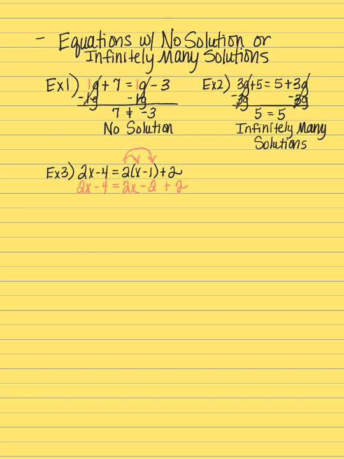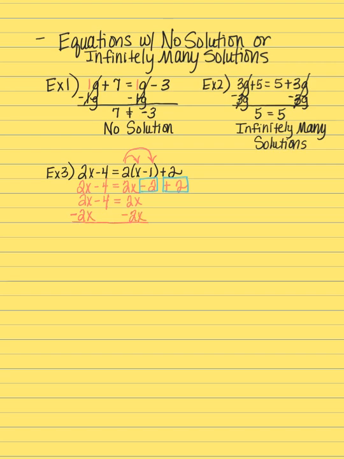Okay, so we still need to simplify on the right side. We have like terms, negative 2 and plus 2, so we need to combine those. Negative 2 plus 2 is 0, so in effect those just cancel out. So what we're left with when we bring it down is 2x minus 4 on the left equals 2x on the right, and negative 2 plus 2 is 0, which we don't have to bring down. So now we have an equation where both sides have the same variable. So we are going to do the opposite of either one of those and subtract 2x on each side.